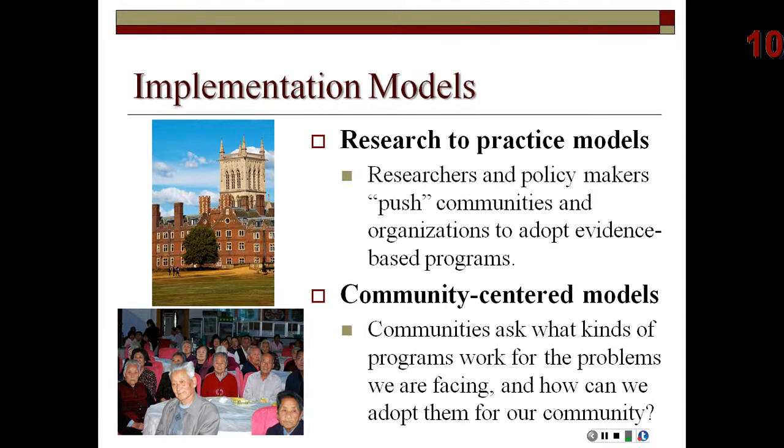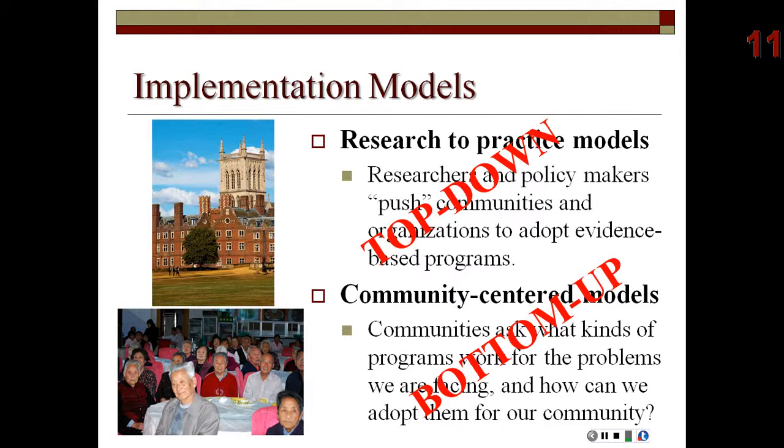And we would sort of think of that as a top-down approach, right? An approach where researchers or policymakers or somebody like that is creating a program and telling the community, like, this works, you should use this. Community-centered models, on the other hand, are sort of the bottom-up type of models. They ask, what are the issues that are facing our communities, and what programs are effective in dealing with this? And so they work from the community center, and they reach out to researchers and to policymakers to identify various programs that may be effective. So this is more of a bottom-up approach.